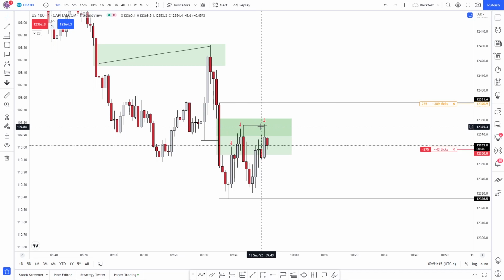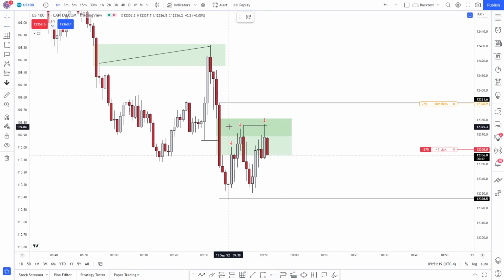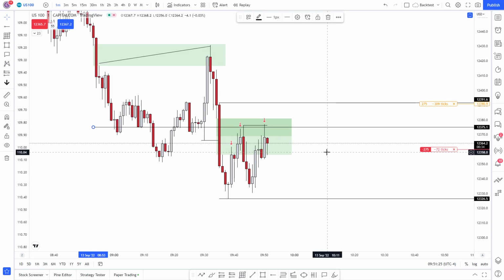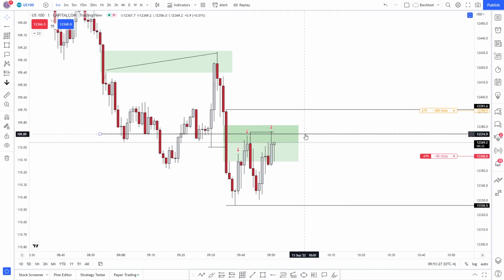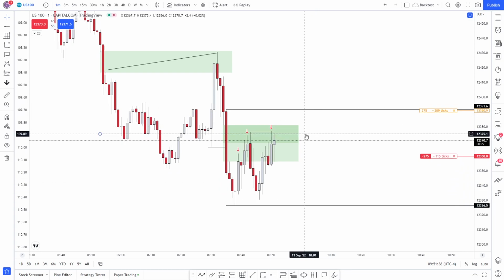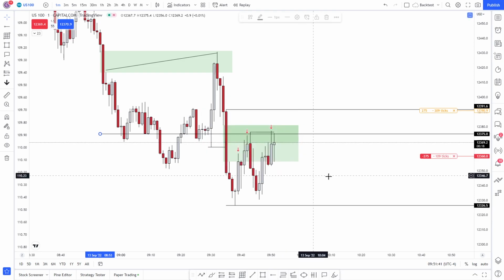So this is the 75 level. If we look at it from an institutional level perspective, so the 00 or the round figures and then the 50s and the 75s, we see that price has rejected from there. So yeah, the 75 level.